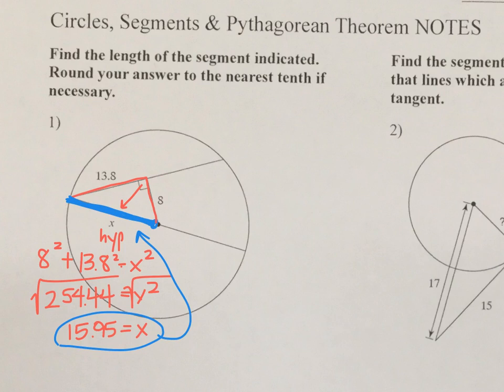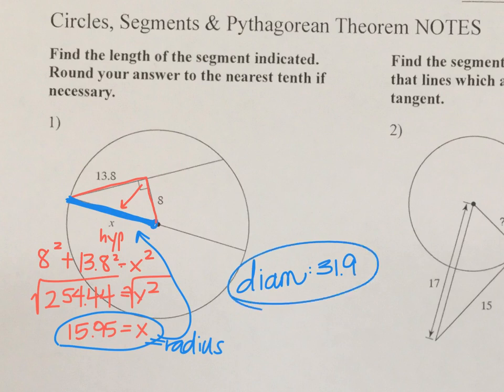One other thing they might ask you to do is to find something like the diameter in this circle. So remember that this 15.95 is the same as the radius. So if they were to ask you to find the diameter, you would simply multiply that number by 2, and the diameter here would be 31.9. So make sure you write that down so that you can see how you might solve for other things.